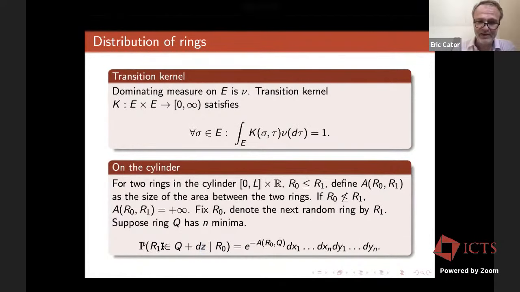So that's what it says here. The probability of finding R1 near Q equals, you have to have an empty space between R0 and Q, that's e to the minus this A, and then you have to have a Poisson process. Well, it's intensity 1, this Poisson process, so you have to have a Poisson process within dx1, dy1, dx2, dy2, etc., and that has this probability.